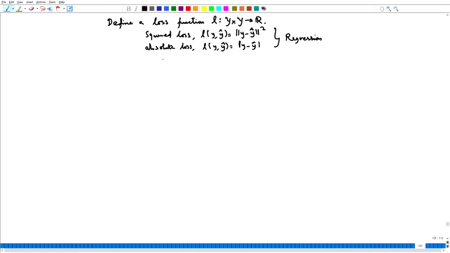You also have the 0-1 loss, which is 0 if y equals y hat and 1 if y is not equal to y hat. This is usually used for classification problems. If you classify spam as spam, the loss is 0. If you classify spam as not spam, or not spam as spam, it is 1. If you classify not spam as not spam, the loss is 0. These are some nice loss functions, and you can have many other loss functions as well.